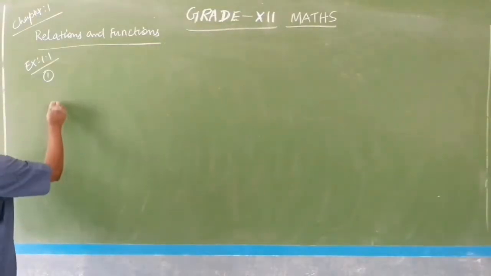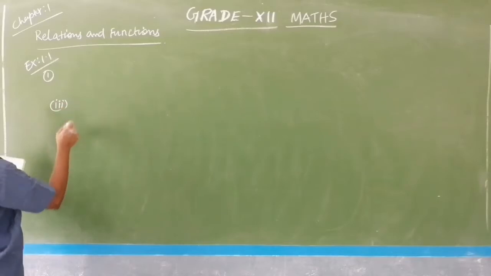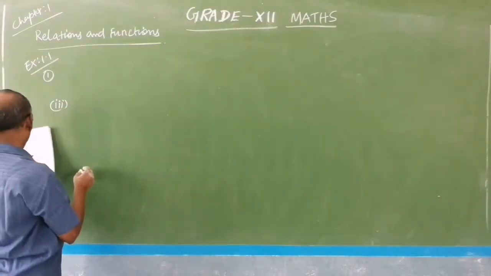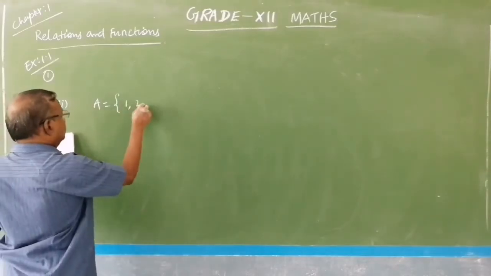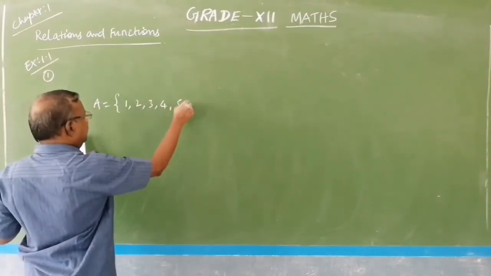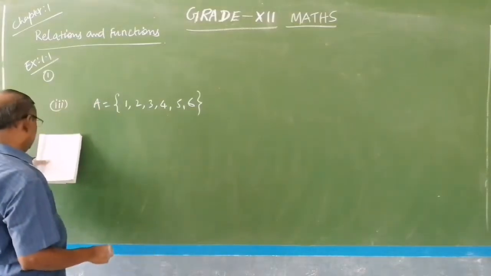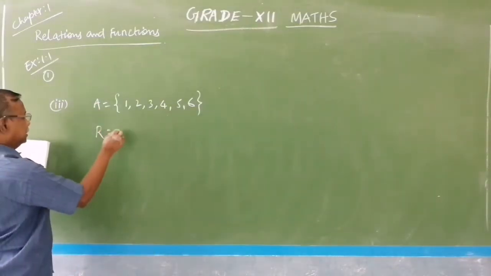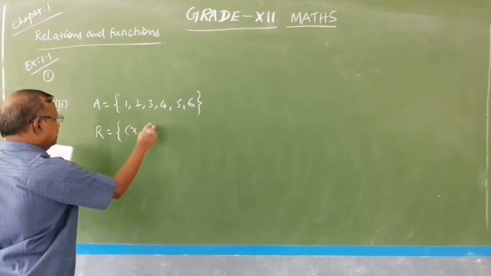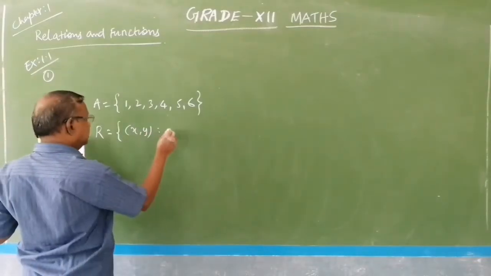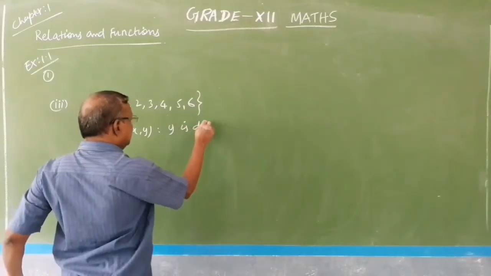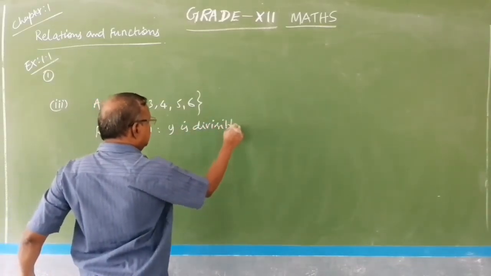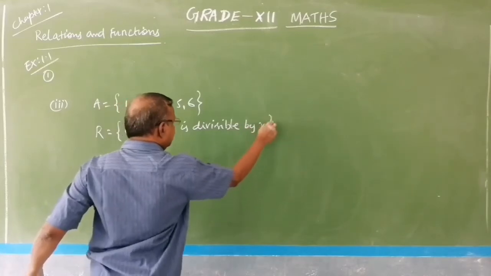Next, subdivision 3. We are given a set A = {1, 2, 3, 4, 5, 6} and R is the relation defined as (x, y) such that y is divisible by x.